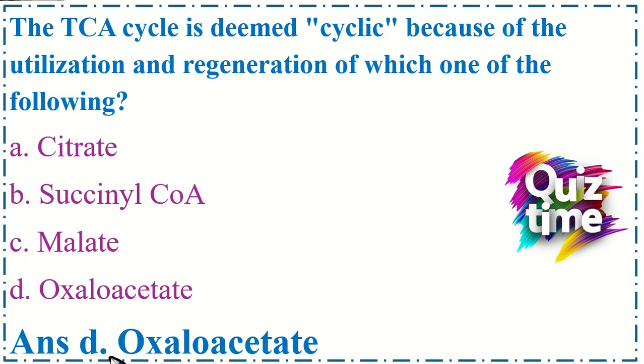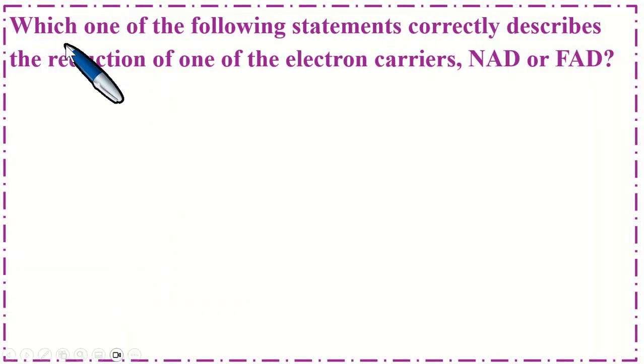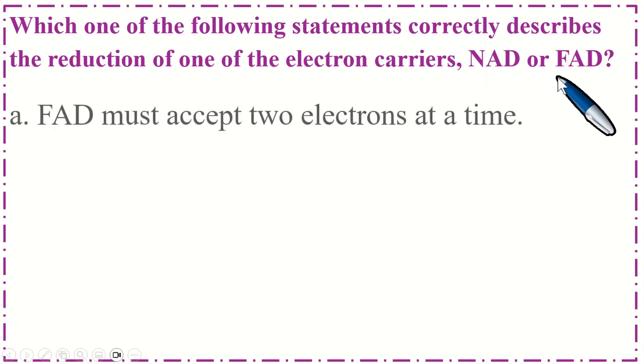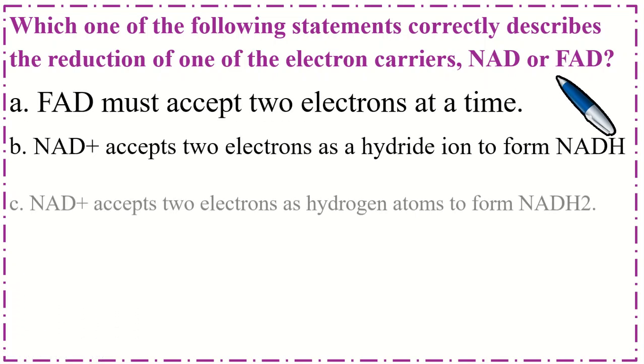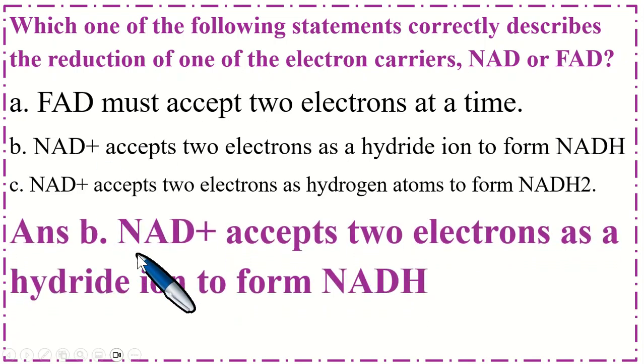oxaloacetate. Which one of the following statements correctly describes the reduction of one of the electron carriers NAD or FAD? Correct option is B. NAD accepts 2 electrons as a hydride ion to form NADH.